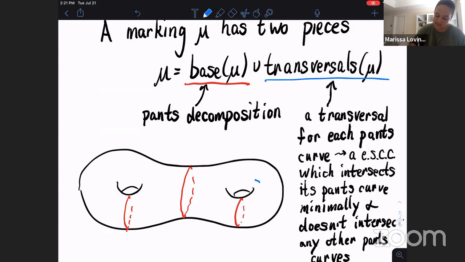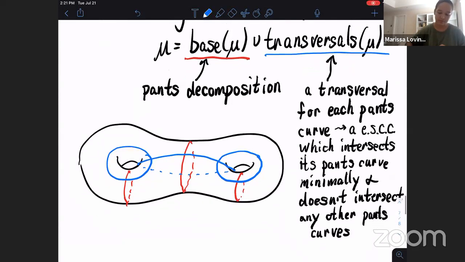Like I said, for each pants curve, I want a curve that's intersecting it minimally and that doesn't intersect any of the other pants curves. What you would really like is for the transversals to also be disjoint, but you can't do that, unfortunately. You do want them to intersect minimally. So here's our final transversal for this middle separating curve. It's disjoint from the other pants curves, but it does unfortunately intersect the other transversals.